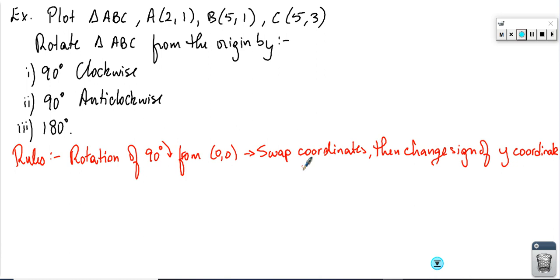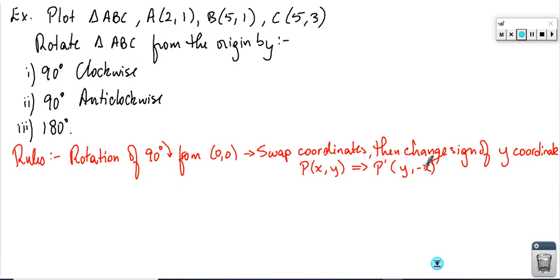It means that the point P (x, y) will become the point (y, minus x). Alright, so we have swapped coordinates: (x, y) became (y, x). We have changed the sign of the y-coordinate.